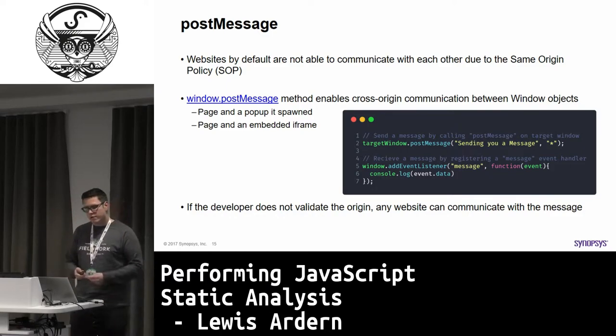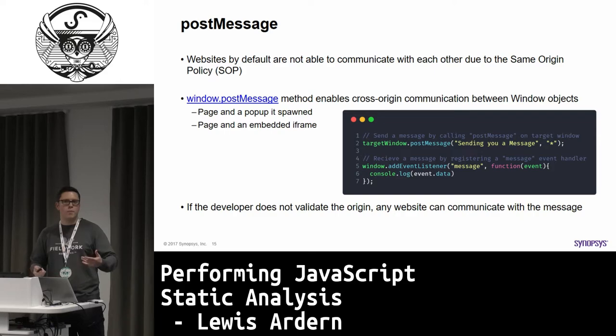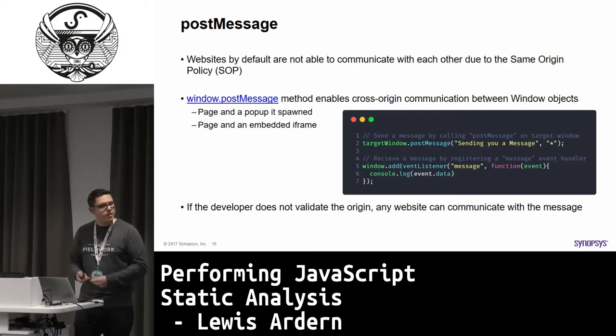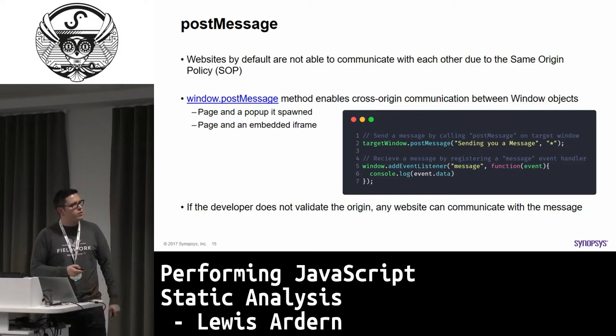This can happen in two instances, where a page spawns a pop-up or an iframe of an embedded instance. So if you take a look at this example, we send a message to a different server. You create a window, like normally you'd have open window here, then that target window would send a postMessage, and you're sending a message to that server. Normally you can define the origin, but in this instance we're just ignoring it. Then the other website sets up an event listener with the message attribute. When this gets sent to the other origin, it will console log that event data, and the event data is the sent message.